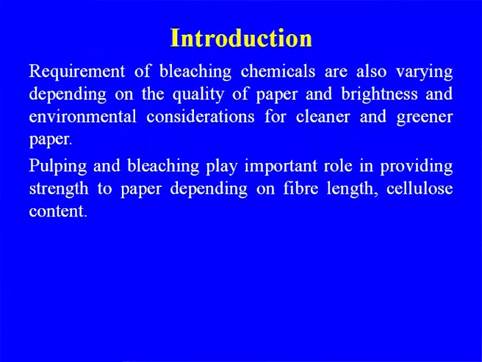So, the requirement of bleaching chemicals also varies depending on the quality of the paper, brightness requirement, and environmental considerations for cleaner and greener paper. Pulping and bleaching play an important role in providing strength to the paper depending on fiber length and cellulose content, because, as I told you, in hardwood the fiber length is short, in softwood the fiber length is higher, and in bamboo it is in between hardwood and softwood.